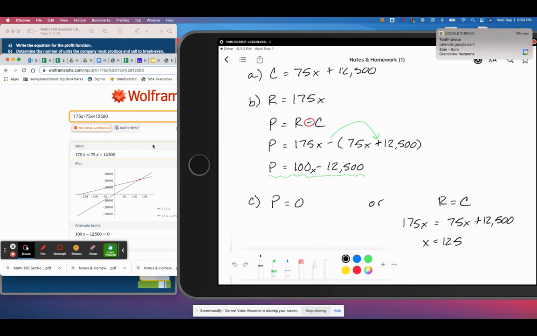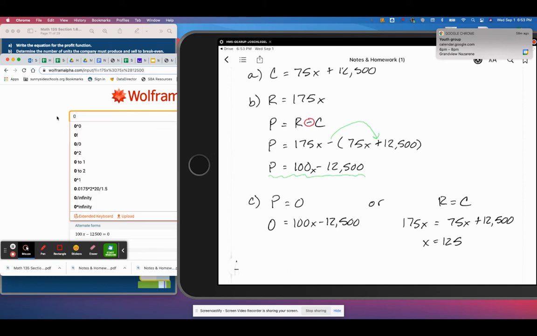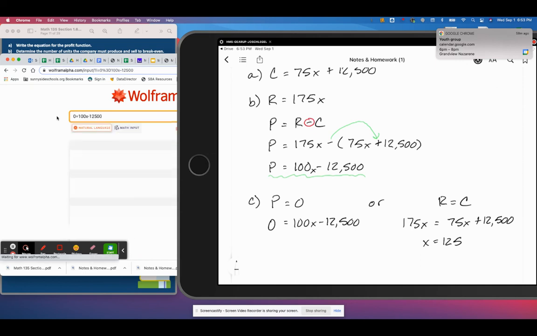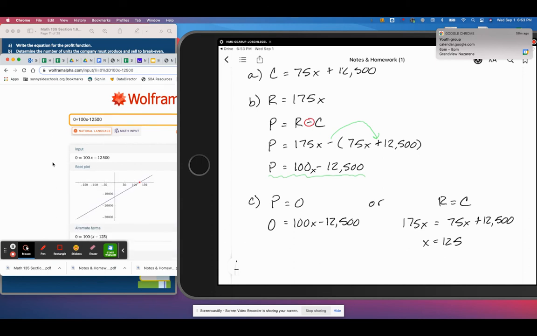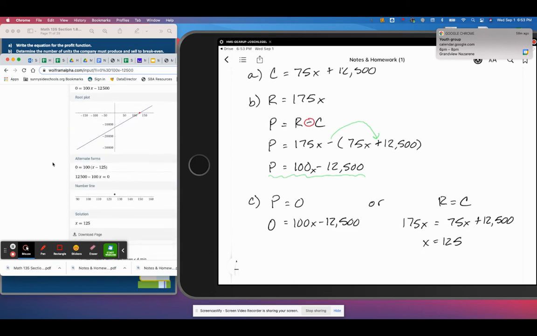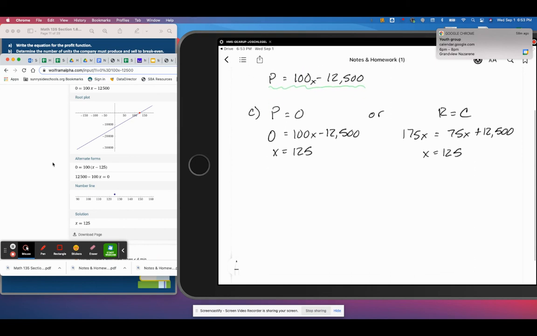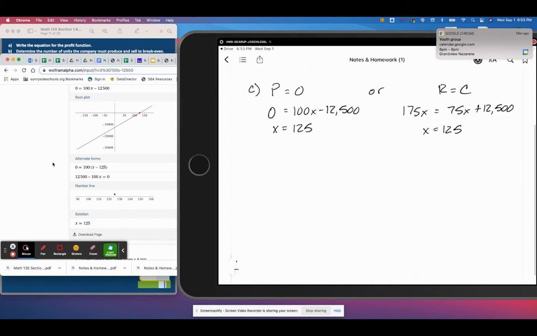So let's undo that and get back there. Good. Profit. We want the profit to be 0. Profit function is 100x minus 12,500. We can give that to Wolfram, and we should get 125, just like we did when we did revenue equals cost. And of course, yes, we get x equals 125 because both of these ways of doing business right here are exactly the same. We're going to produce the exact same product. They have the exact same meaning.